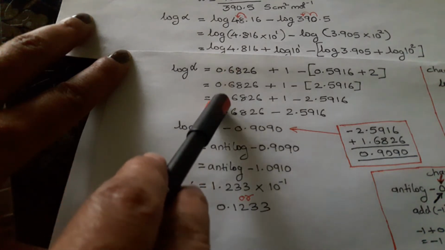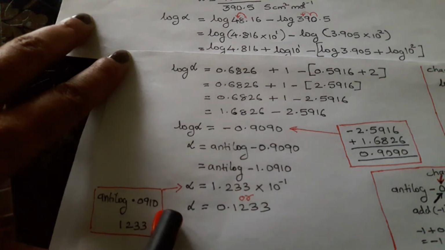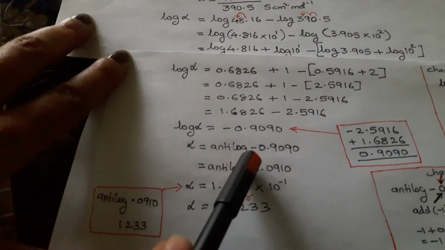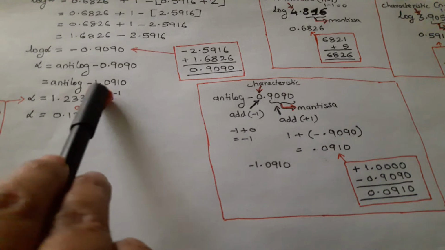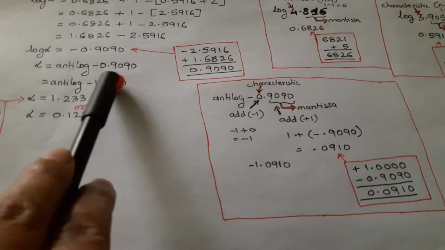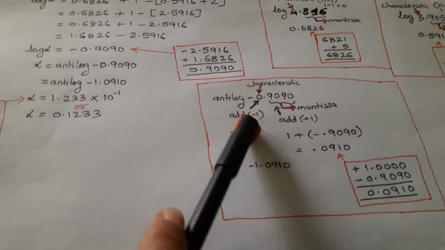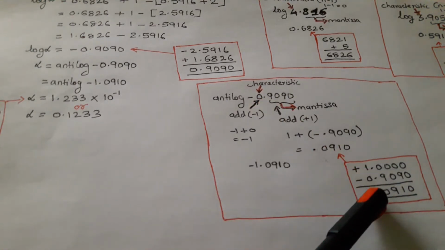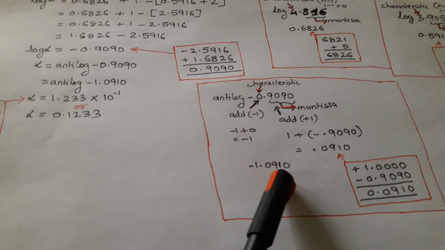After solving all the steps, we get log alpha is equal to minus 0.9090. Then to find alpha, we find the anti-log of this given negative number. Now since this is a negative number, we need to make the mantissa positive, and for that we know that we have to add minus 1 to the characteristic and plus 1 to the mantissa. The calculations are shown here, and finally we get minus 1.0910.